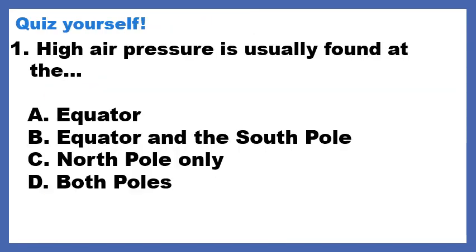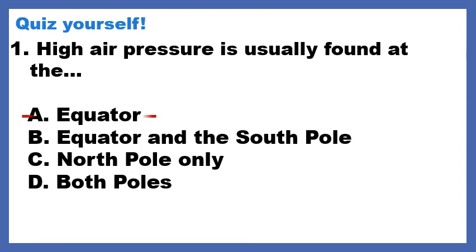All right, we are almost at the finish line. Let's end with a little quiz. High air pressure is usually found at the A, equator, B, equator and the South Pole, C, the North Pole only, or D, both poles. 5, 4, 3, 2, 1.